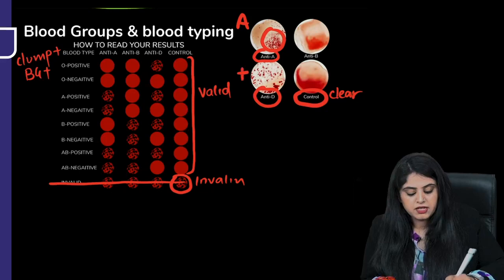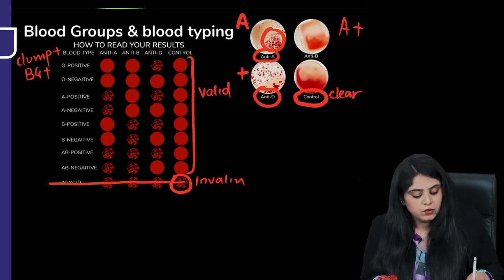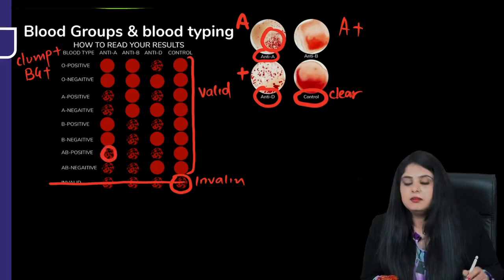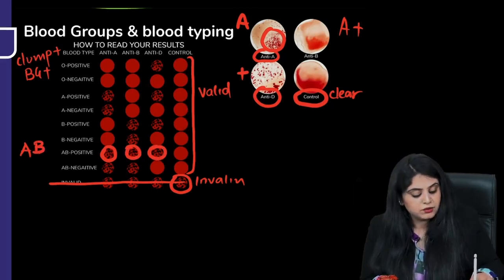D is what? Positive, Rh, na? So this is a case of A positive. Let me make you practice more. Over here, I see a clump in anti-A, matlab A blood group hai. I see a clump in anti-B also, B blood group bhi hai. I see a clump in anti-D also, matlab positive hai.